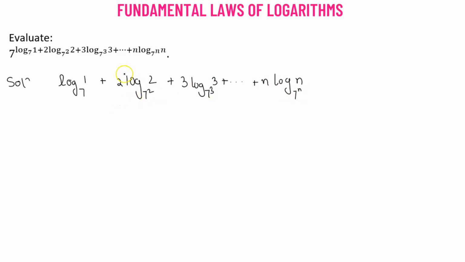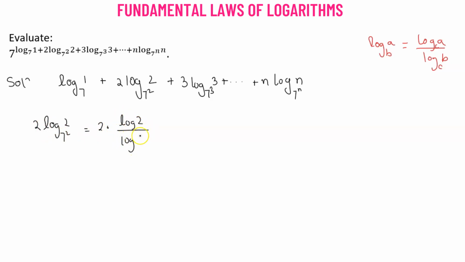Right. So we'll start with the second term, and once we work out the second term, the rest will follow. So here we have 2 times log of 2 with a base of 7 squared. Now we will use a property of logarithm. That means if we have log of a with a base of b, this will be equal to log of a divided by log of b. Each of them has a base of c. So if we apply this property, then we will get 2 multiplied by log of 2 divided by log of 7 squared.